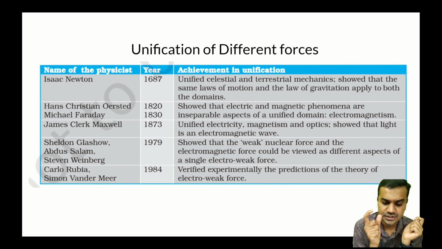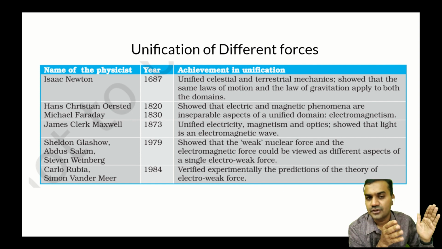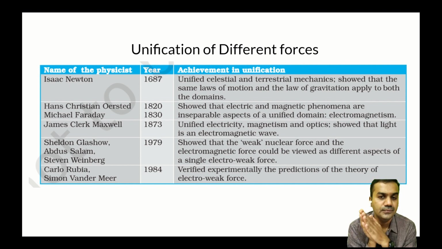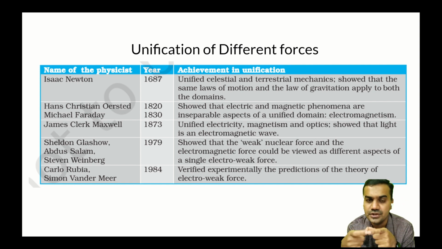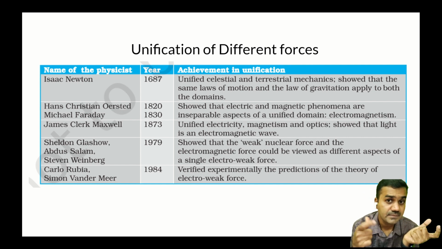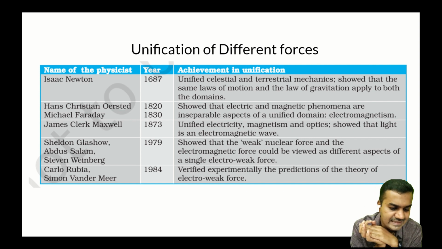Newton introduced the gravitational law, which says that the force responsible for the falling of an apple and the force responsible for the rotation of planets around the sun are the same, and he called that force the gravitational force. Therefore, this gravitational force unified celestial mechanics as well as terrestrial mechanics. So this is one unification, which was done in 1687.